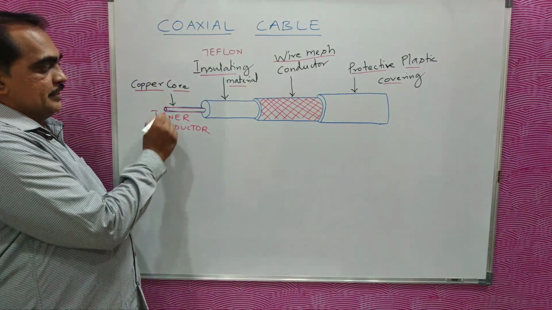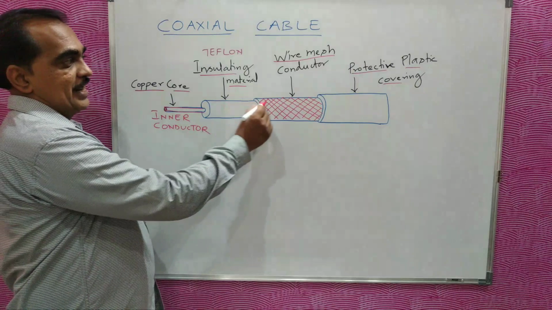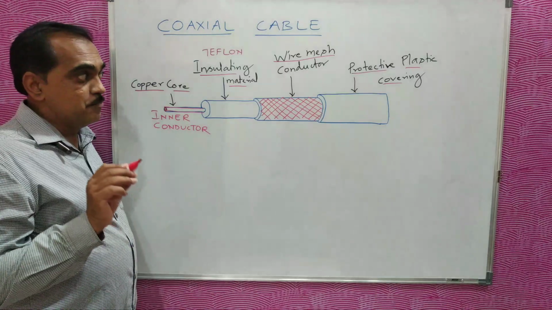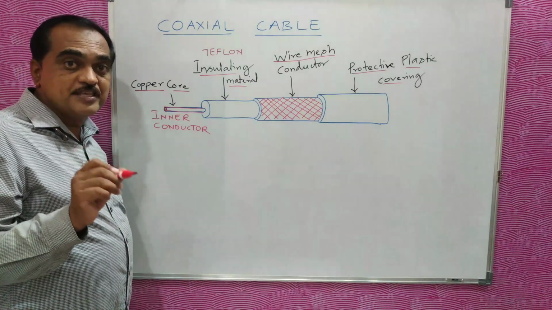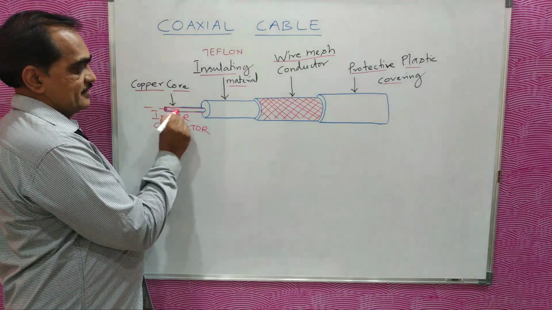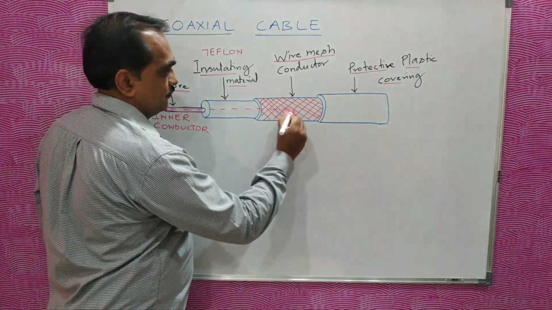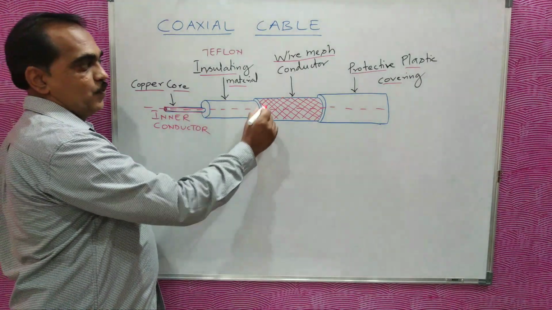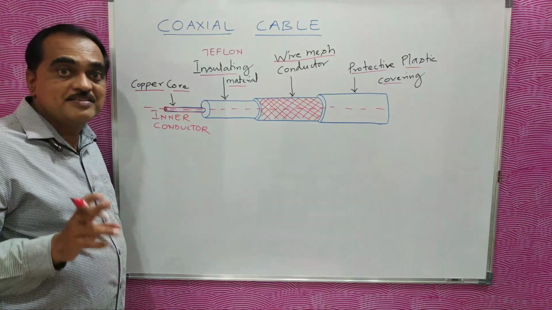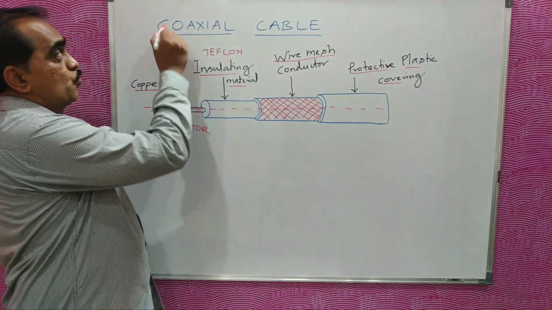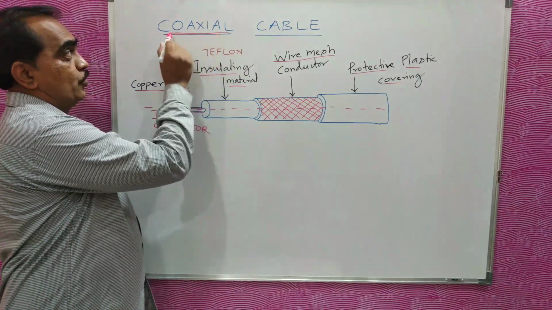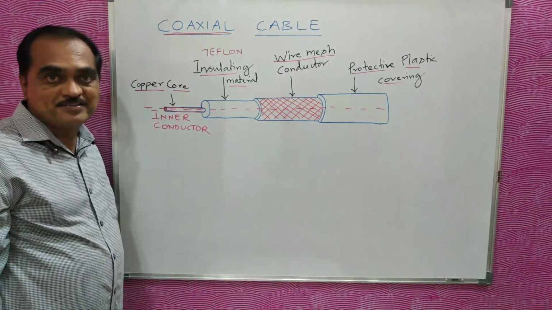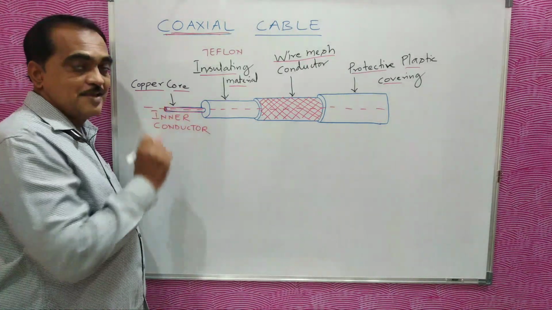Okay. Now here, the innermost conductor and this wire mesh are the two conductors available. And both the conductors share the same axis. So if you take the axis of the cable, the inner conductor and the wire mesh both are sharing the same axis. That is why they are called coaxial cable. They are called coaxial because both the conductors share the same axis. They are concentric towards the same axis.